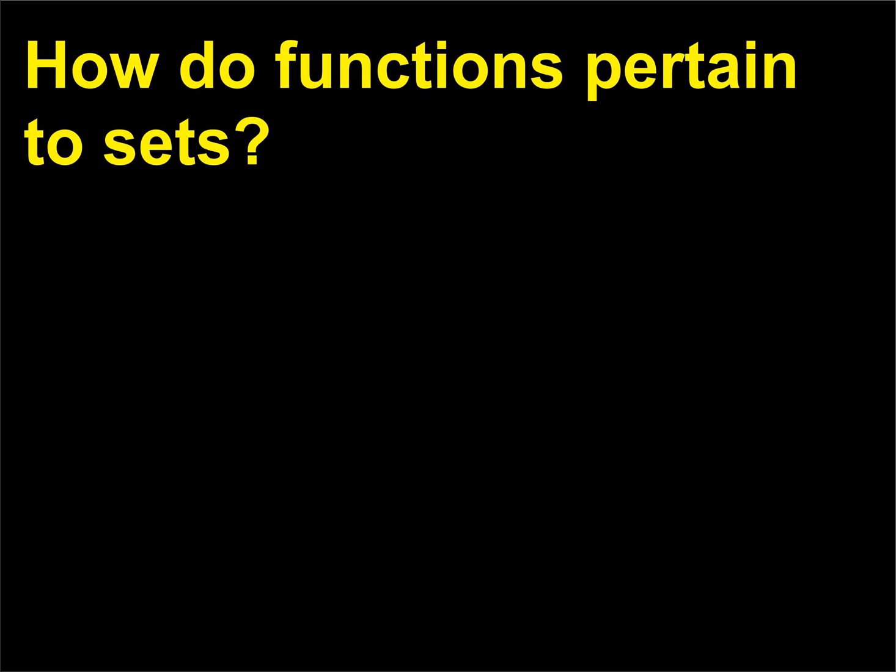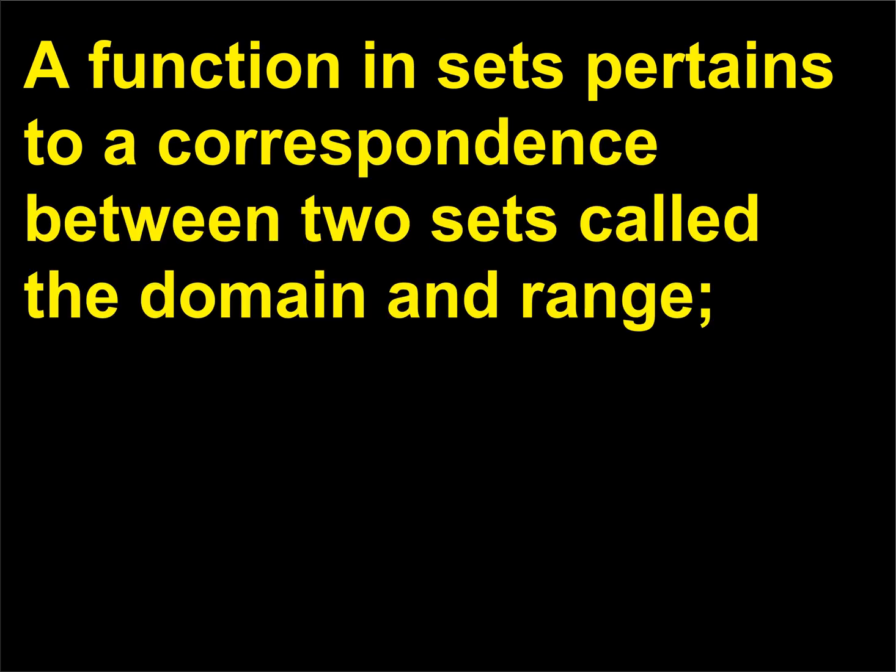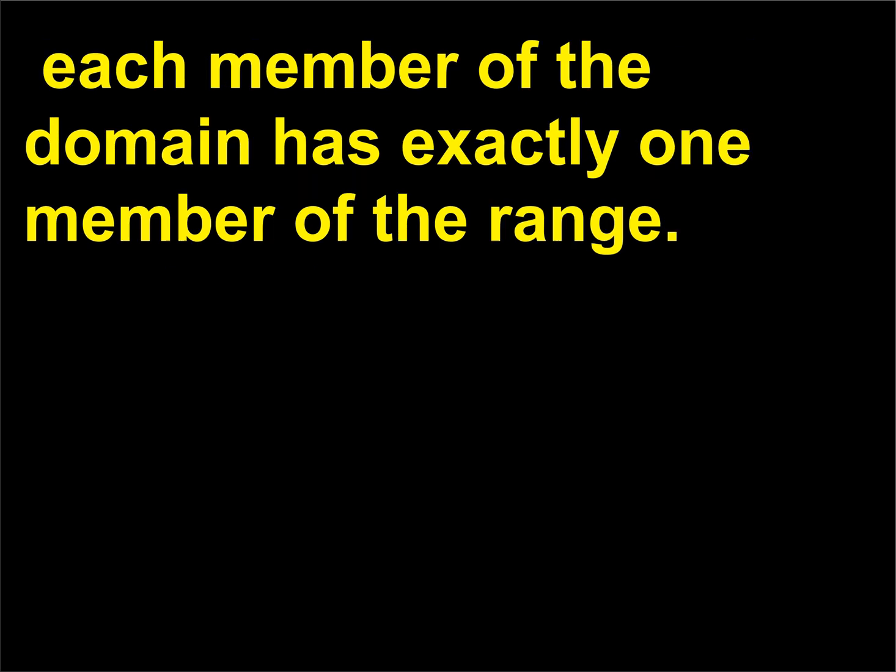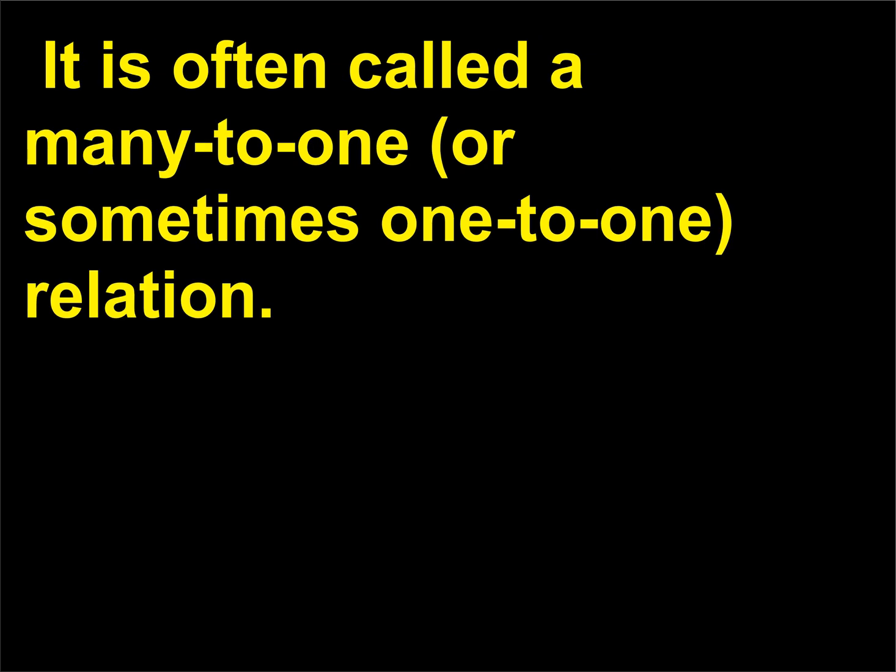How do functions pertain to sets? A function in sets pertains to a correspondence between two sets called the domain and range. Each member of the domain has exactly one member of the range. It is often called a many-to-one, or sometimes one-to-one, relation.